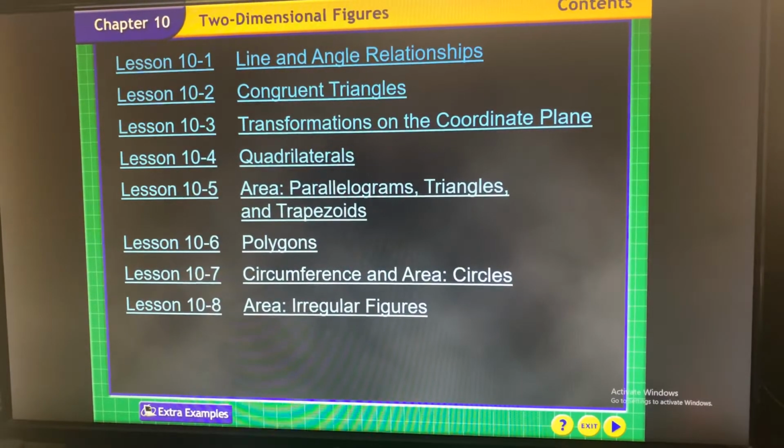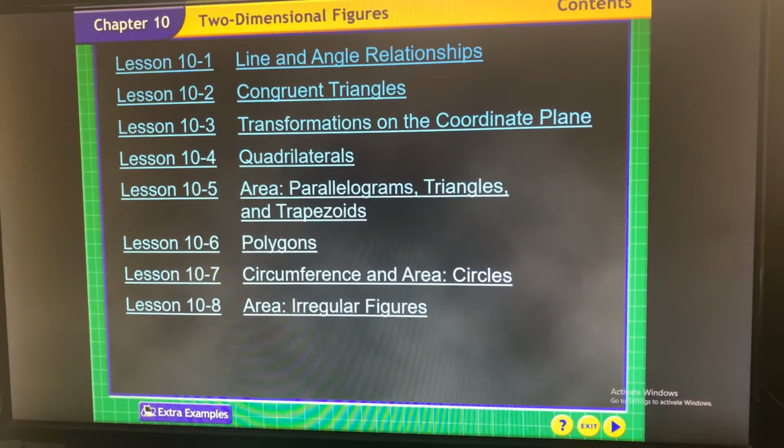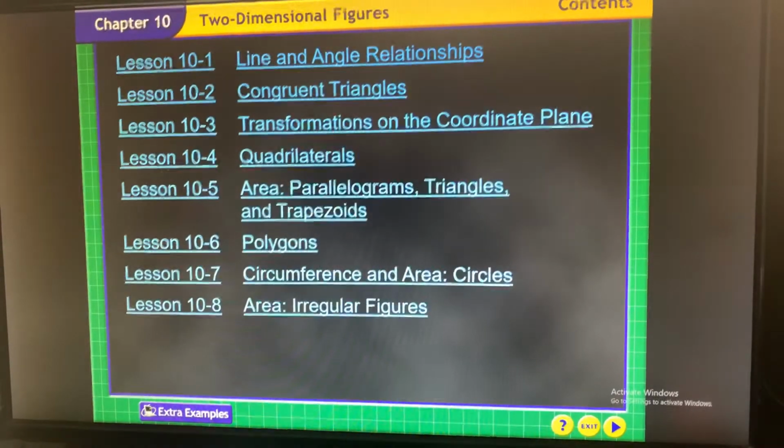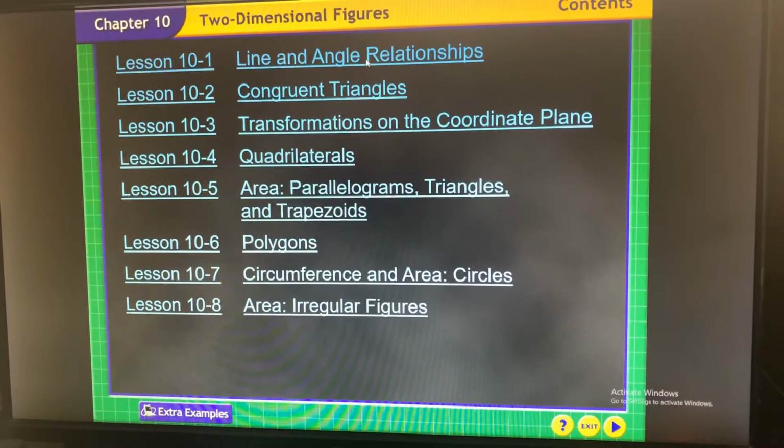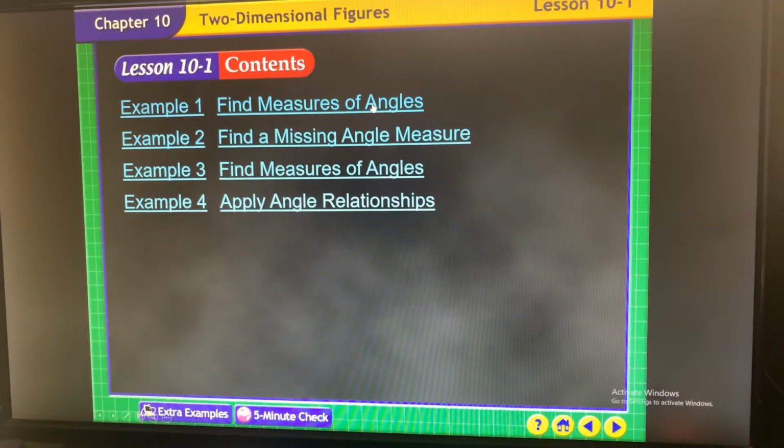Okay, there's 8 sections that we need to cover in chapter 10. It's a pretty long chapter. The first one we're going to do is line and angle relationships. So we're going to find some measures of some angles, and I'm going to introduce you to some new terminology about angles.